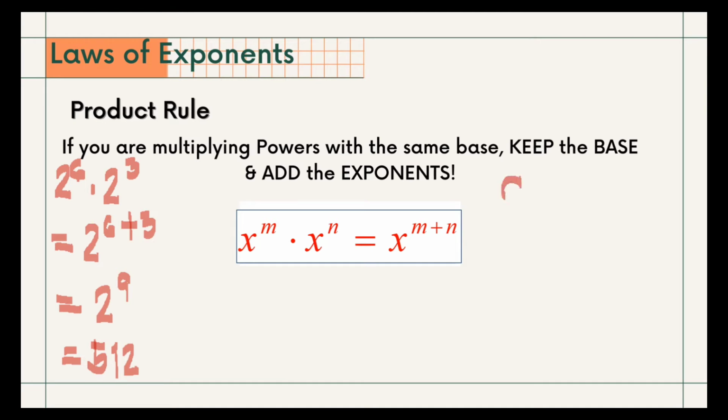Another example, if you have a raised to 7 times a raised to 2, so same base, you are multiplying same base. You just copy the base, so a, and then add the exponent. So 7 plus 2, that is equal to a raised to 9.